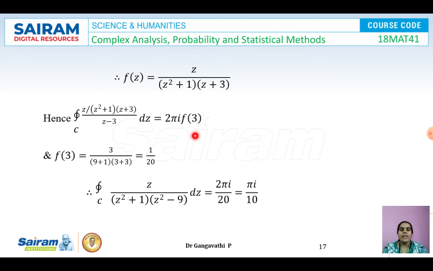The value of a is 3 from this point. So we have to evaluate f of 3. So f of z is z by z square plus 1 into z plus 3. So substitute z equal to 3. We get this and the value here is 1 by 20. So substitute that here. So we get the integral of z by z square plus 1 into z square minus 9 over the curve C as 2 pi i by 20. So pi i by 10 is the value.